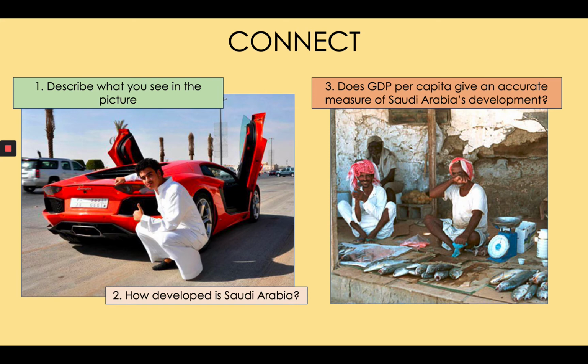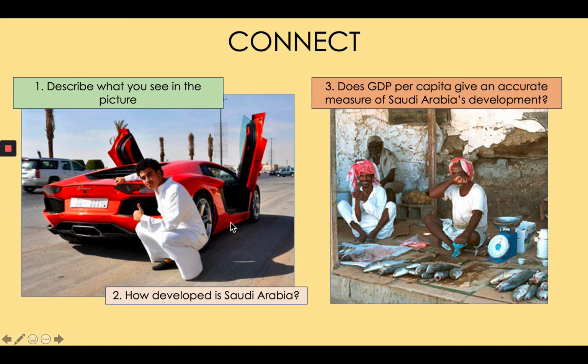If I use GDP per capita to measure Saudi Arabia's development, I would get the figure of more than $50,000 per year, which would make Saudi Arabia one of the richest countries in the world and one of the most developed countries in the world. But from these pictures, do you agree that Saudi Arabia is a very, very developed country for everyone? Does everyone live well in Saudi Arabia?